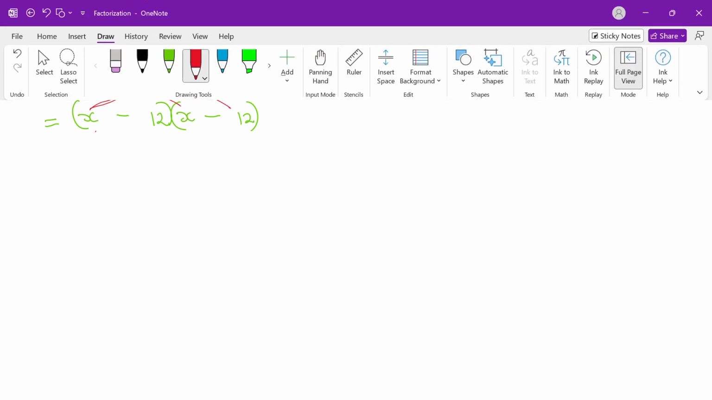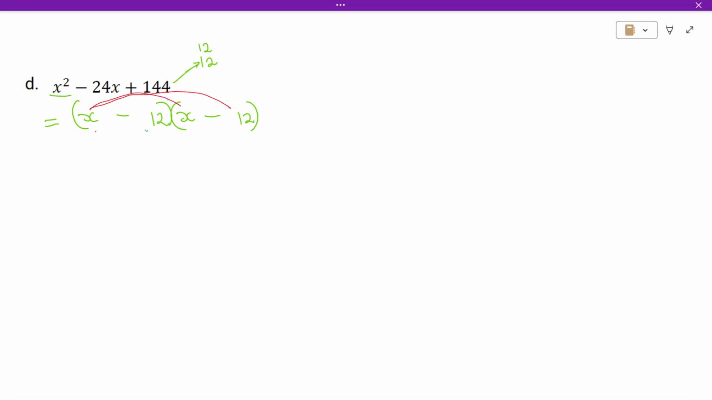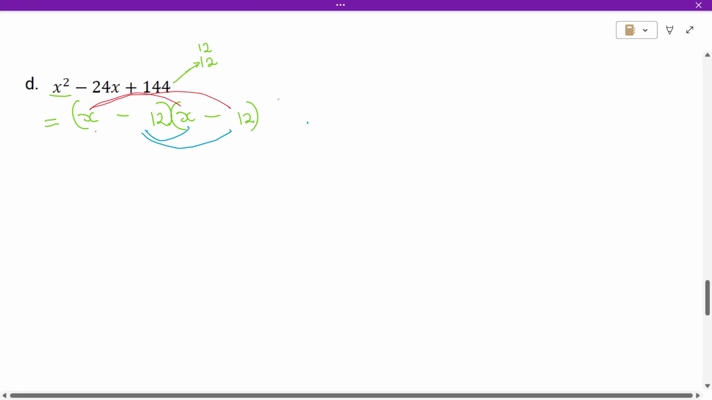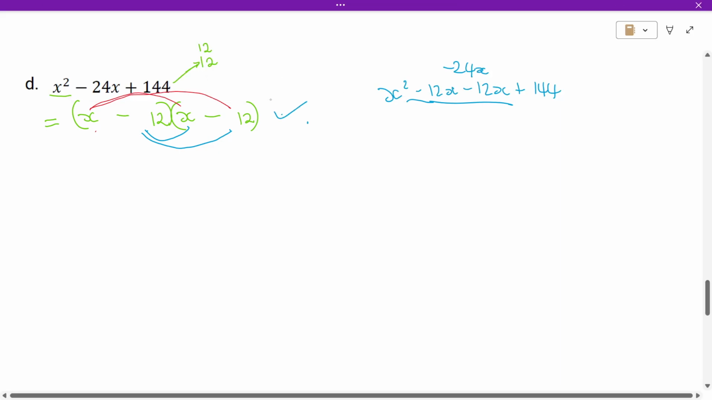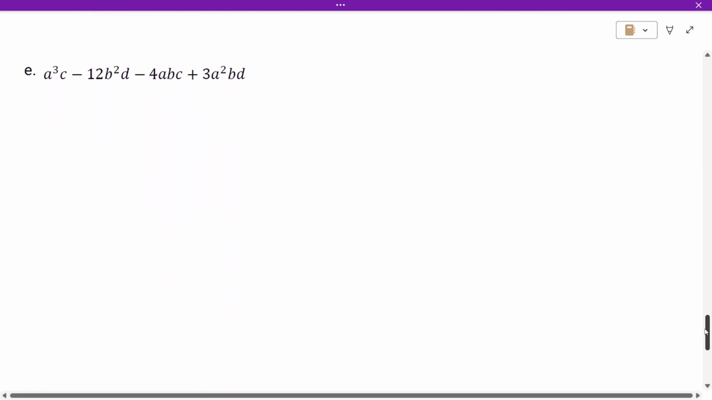Okay, I'm just using the colors here to indicate which values you would multiply, like so. And if we did, we would get x squared minus 12x plus 144. And if we add these minus 12x's together, we get minus 24x. And that is the same as our original answer, which means that the way we factorized here is indeed correct. We're ready to go on to our next question.